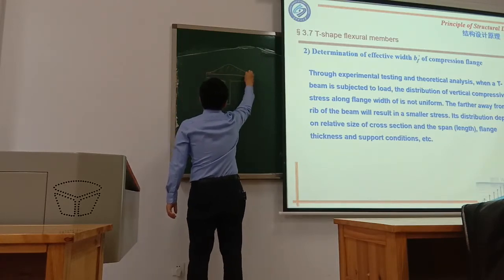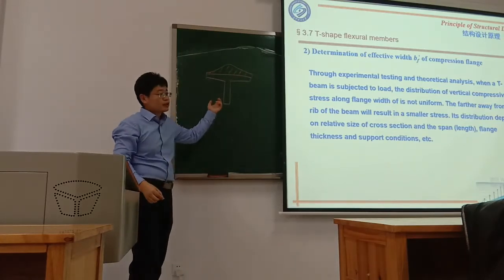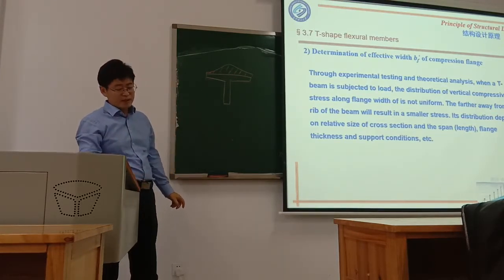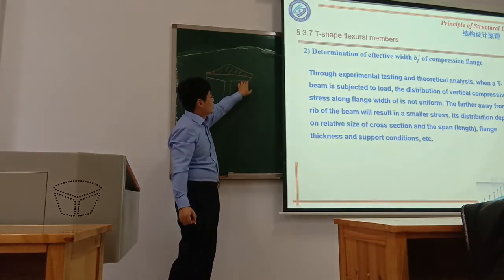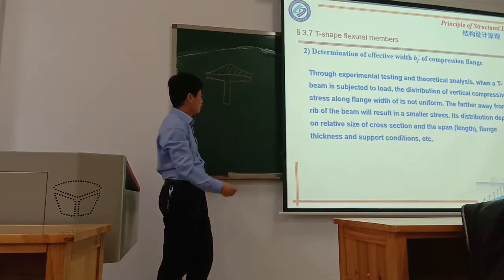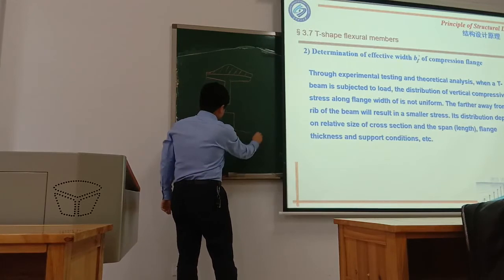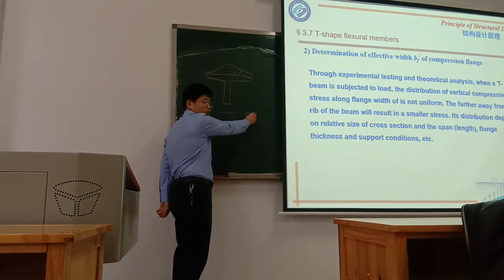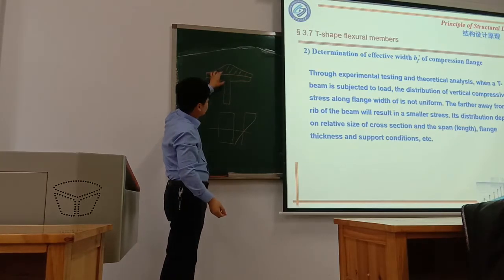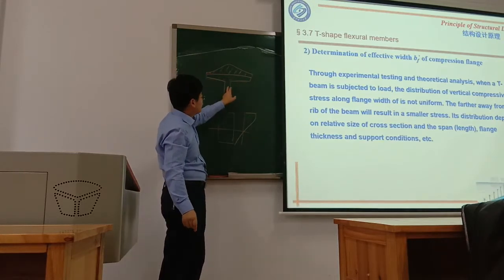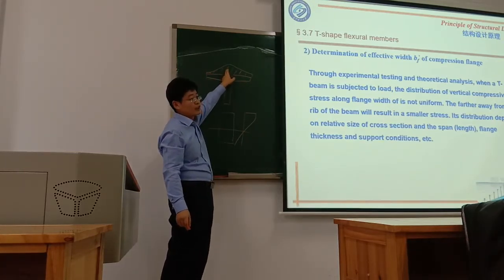So that means the compression stress is not uniform along this flange. If you want to calculate the real compression force, it's very difficult. For the rectangular shape, we see the real distribution is a curve. But for this flange, in this y direction, the distribution is also larger near the rim. The compression force is larger.